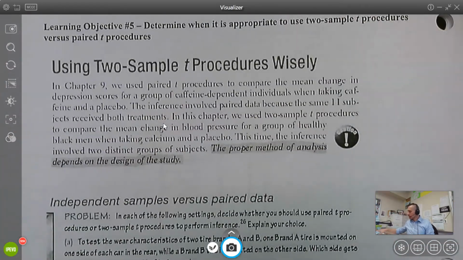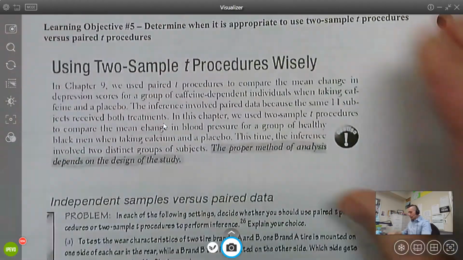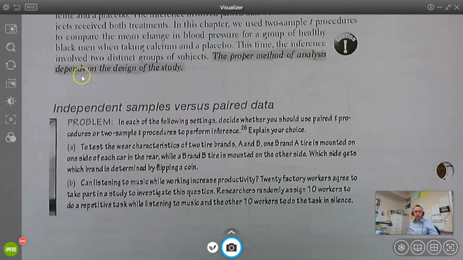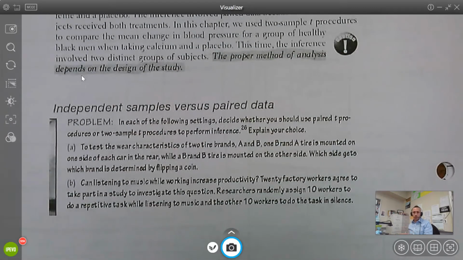All right, moving on to the last page. Determining when it's appropriate to use 2 sample t procedures versus paired. So this is the idea of, is the data paired or not? And sometimes it can be a little tricky to determine that. So I just want to take a look at these 2 questions. What I'd like you to do is pause the video after I'm done giving you these instructions, read through part A and B, and identify which one you believe is paired, which you think is 2 sample, or if you think they're both paired or both 2 sample. And then restart the video and take a look.